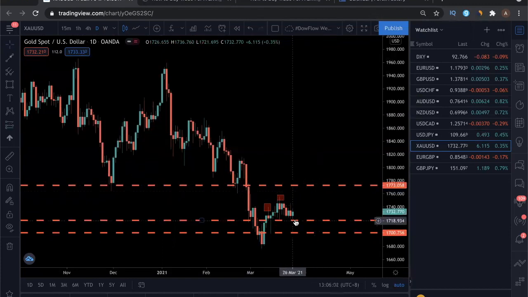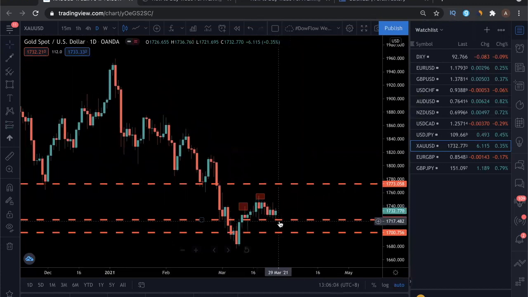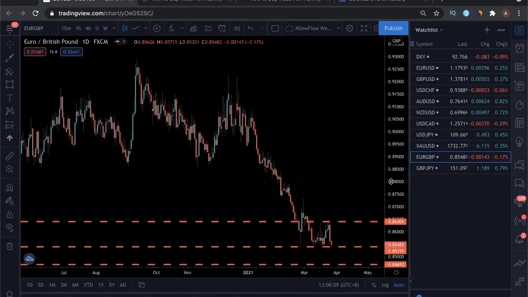Ideally, I would prefer to sell here. But if you are more aggressive and you are more experienced, you can consider buying. So let's move into Euro Pound.